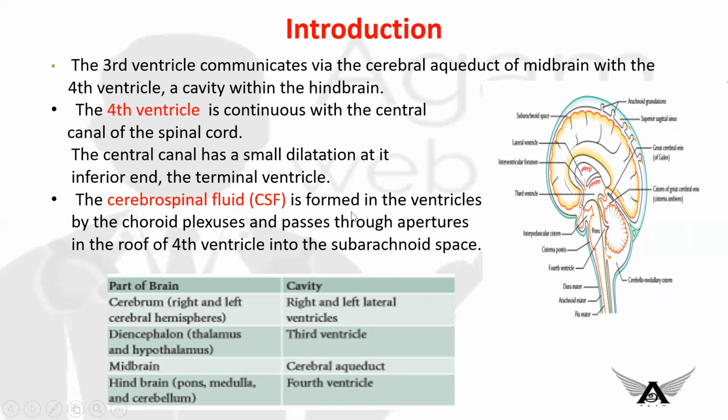The cerebrospinal fluid is formed in the ventricles by the choroid plexus and passes through apertures in the roof of the fourth ventricle into the subarachnoid space. This is the subarachnoid space. The CSF is formed by this spiral thing, which is called the choroid plexus and the tela choroidea. You will study more about that. The CSF is formed by the choroid plexus and passes through apertures in the fourth ventricle into the subarachnoid space.